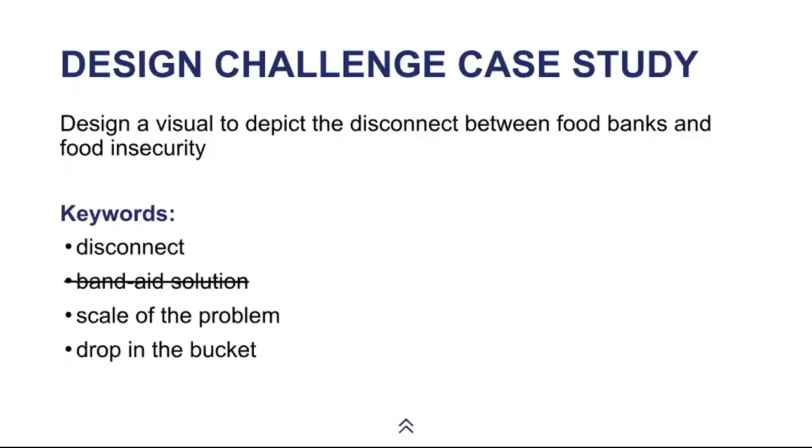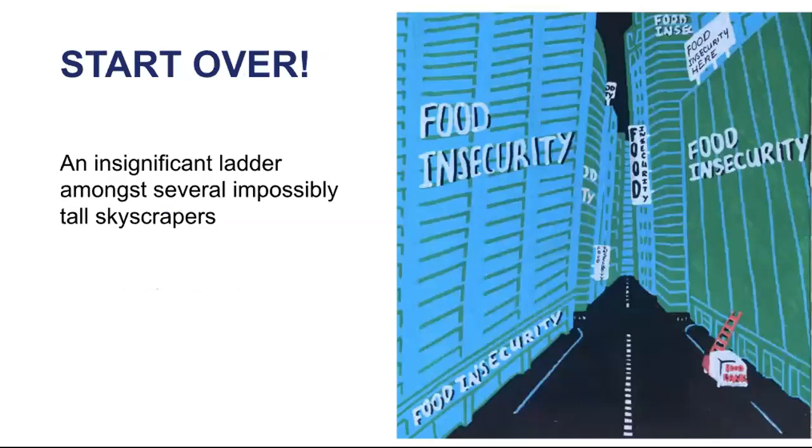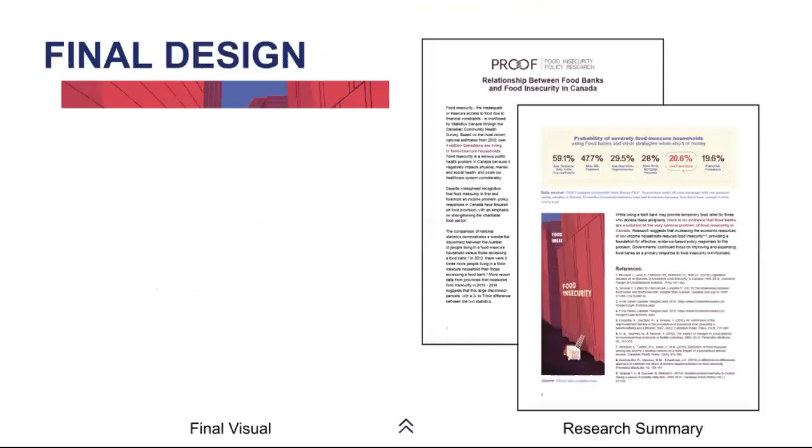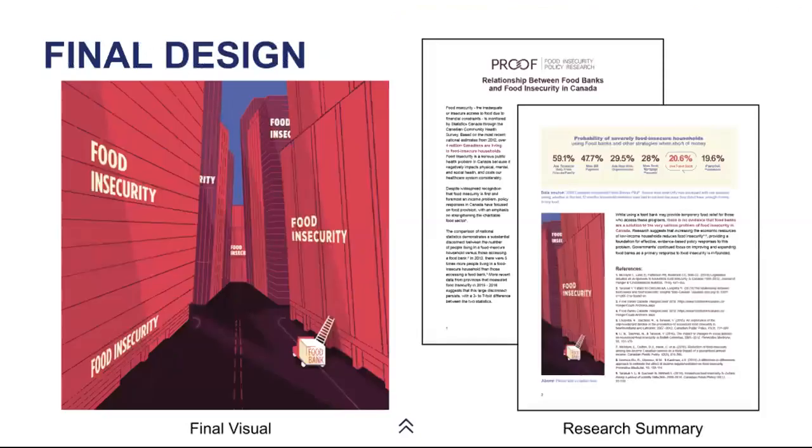So we decided to go back to the drawing board and forget the Band-Aid solution idea and focus on something else. So we went back to her keywords, dropped Band-Aid solution, and decided to start over. We used this concept of an insignificant ladder amongst really tall, impossibly tall skyscrapers. And that was the visual that we landed on, and that she agreed was the best representation to use. In the end, we finessed the graphic. This was the final result, the final visual here. And we then included the graphic within a research summary that provided more context around it.